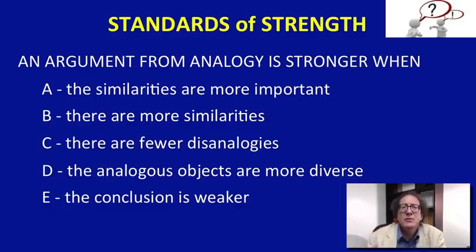So in all of these different ways, we can assess how strong the argument from analogy is by looking at the respects in which the objects are analogous, the diversity among the objects that are analogous, the strength of the conclusion, and so on and so on. And that's how we assess an argument from analogy for strength.